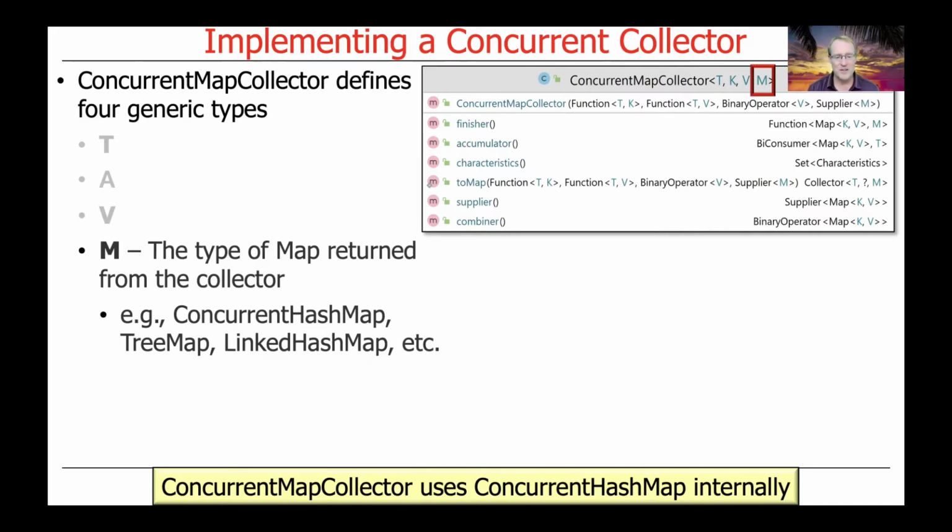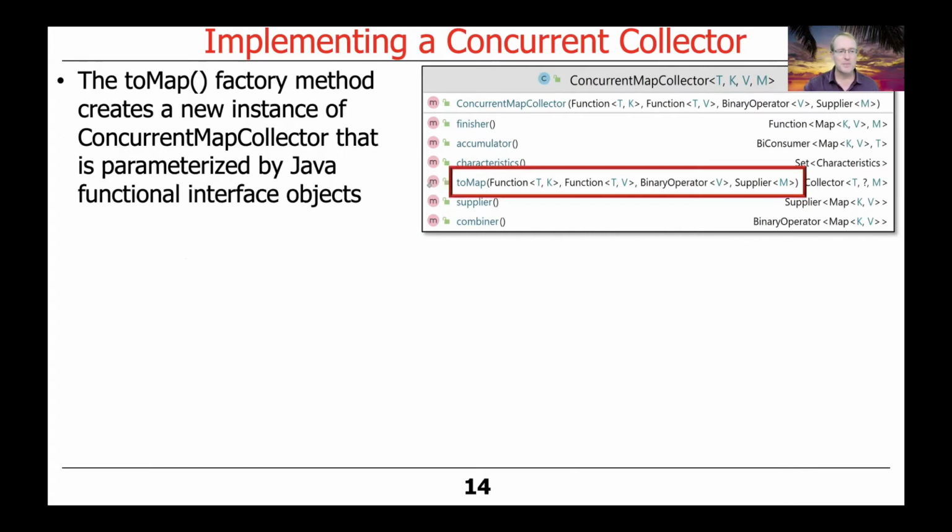which is the requirement that is in force if you use the toConcurrentMap factory method on the Java Collectors utility class. Now, under the hood, as we'll see when we get into the implementation discussion, the ConcurrentMapCollector uses ConcurrentHashMap internally. And it does this on purpose because ConcurrentHashMap is very heavily optimized for concurrent updates from parallel streams. And we'll see how that plays out in just a minute when we get to the examples.